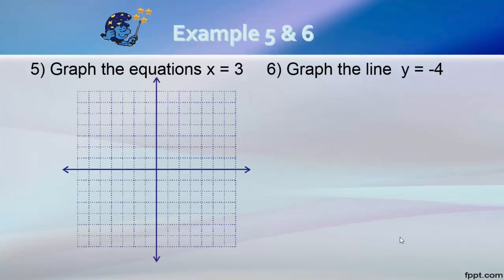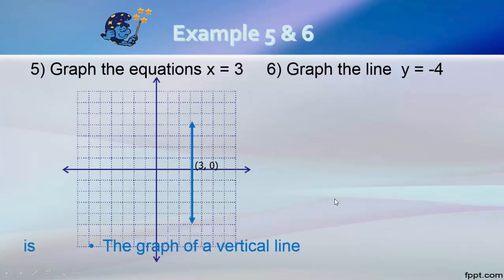So here what happens is that x is equal to 3, that means it's a line that is parallel to the y-axis that goes through x at 3. So the graph of a vertical line is always x equal to a, where a is whatever x is.